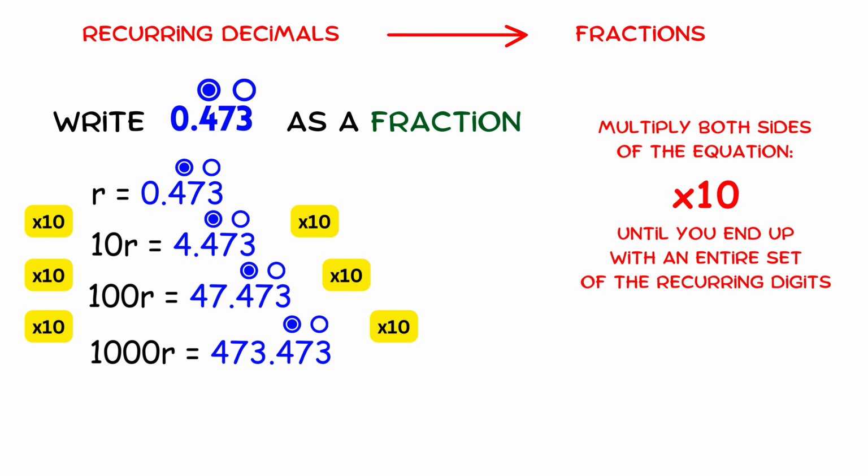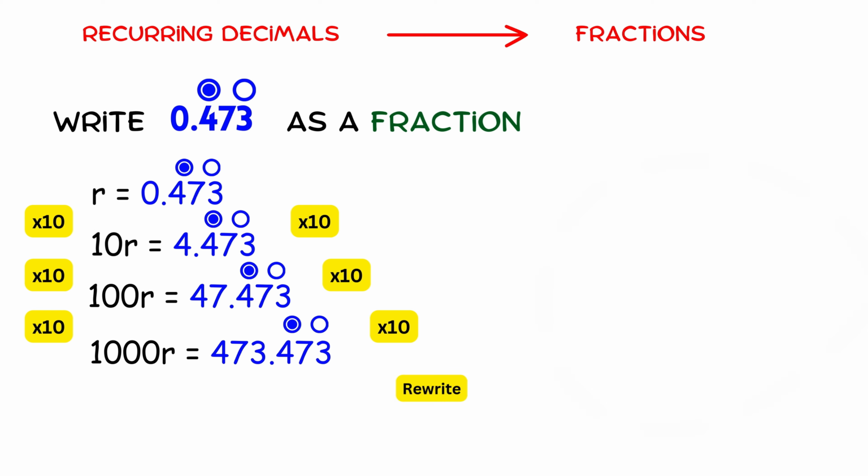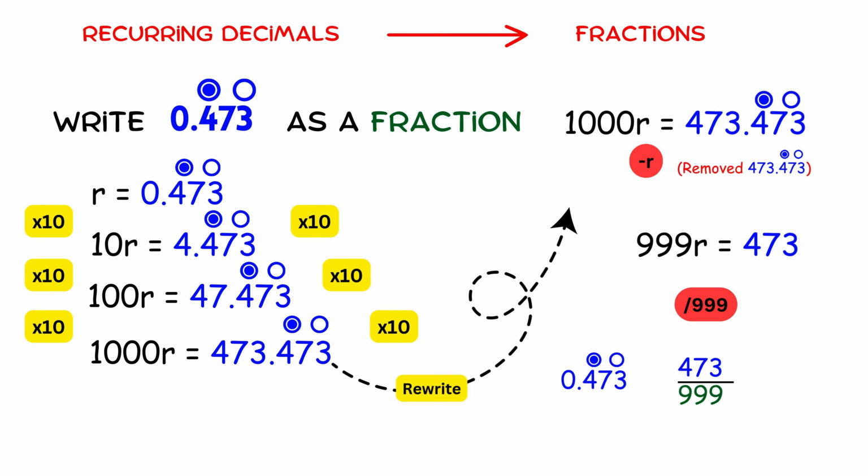And to give ourselves some more space, let's just rewrite this up here next. If we now subtract a singular R, which remember has a value of 0.473 recurring, from that 1000 R, we'll be left with 999 R. But importantly, we'll have completely removed the recurring decimal places from our equation, and so we'll only have 473 left. And because we only have whole numbers in this equation now, to get a single R by itself, all we have to do is divide both sides by 999, which gives us R equals 473 over 999.